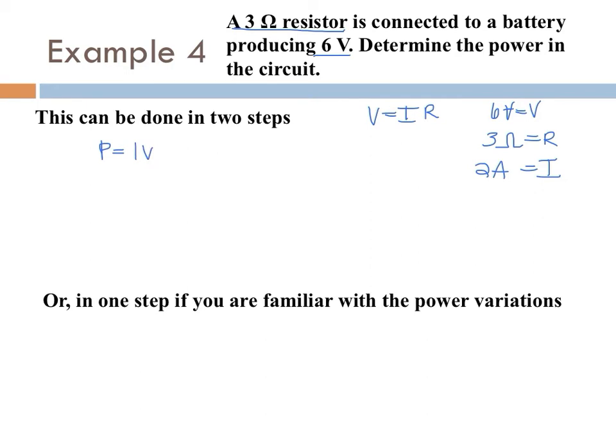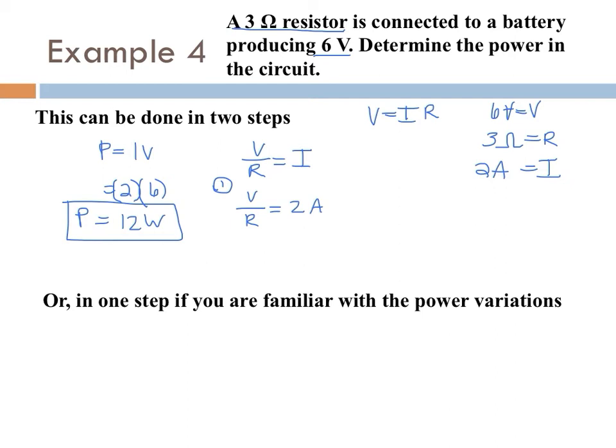So we calculated I to be 2 earlier. So that's one step. And then we can use that information here. So 2 times the volts, which is 6. So we should get a power of 12 watts.